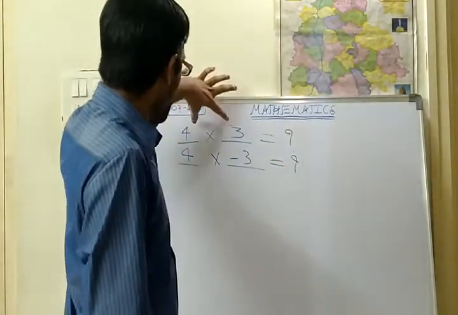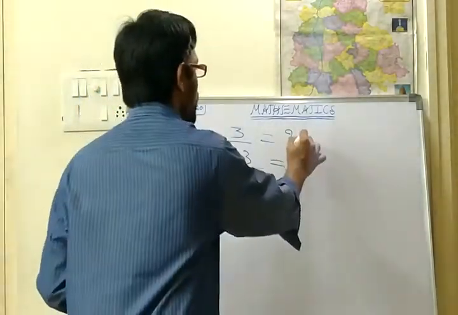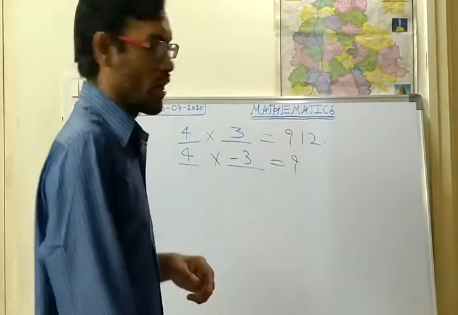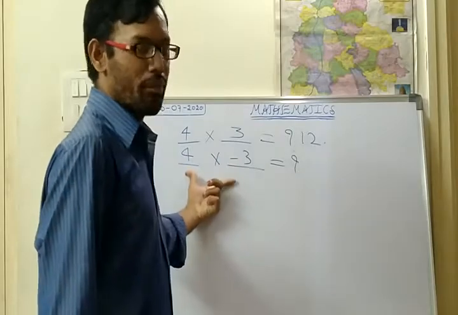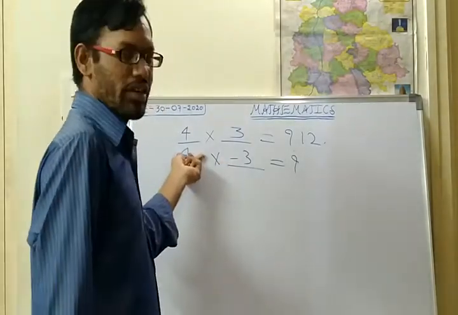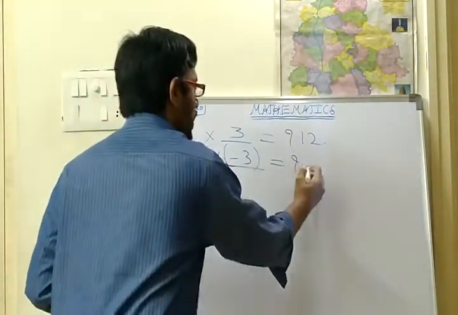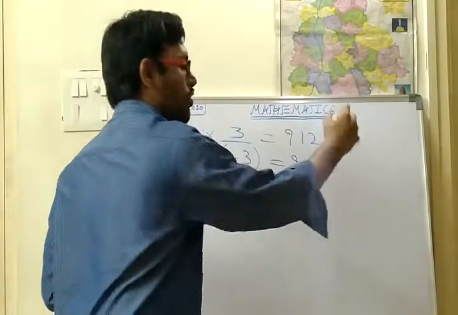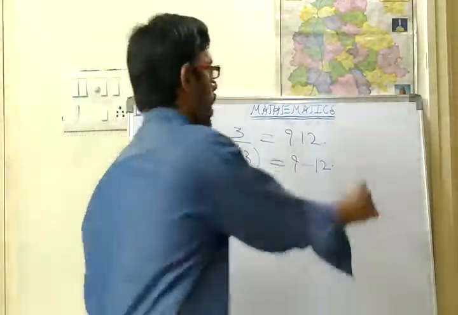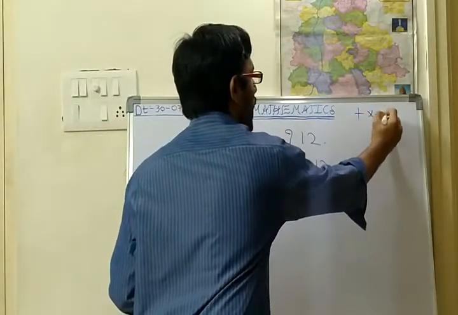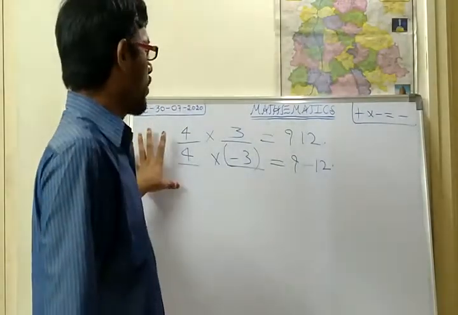So if we are doing a product of two positive integers, the result is also a positive integer only. And if we are doing a product, that is multiplication, of one positive integer and one negative integer, the result will be a negative integer only, because plus into minus is minus. We have seen the rules. Plus into minus is equal to minus. We have seen this in the previous classes.